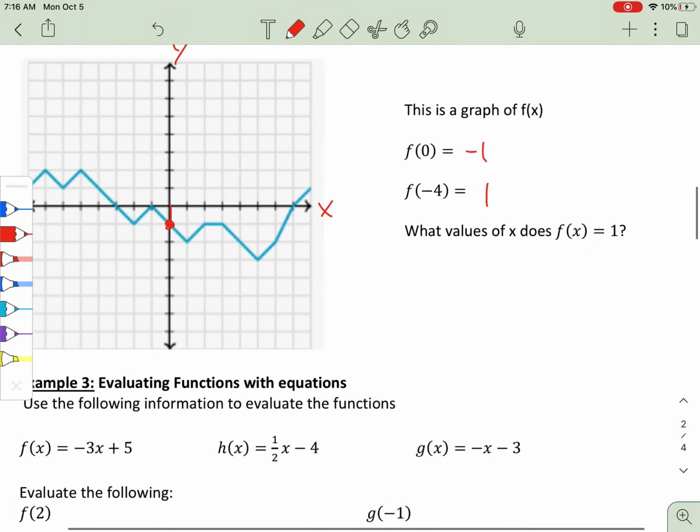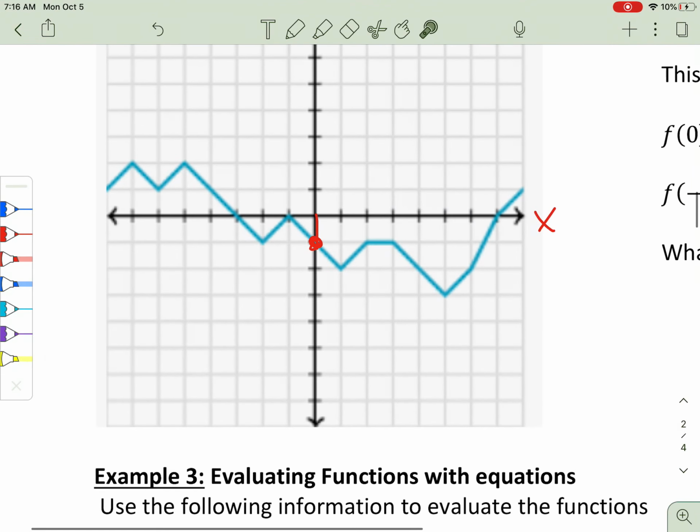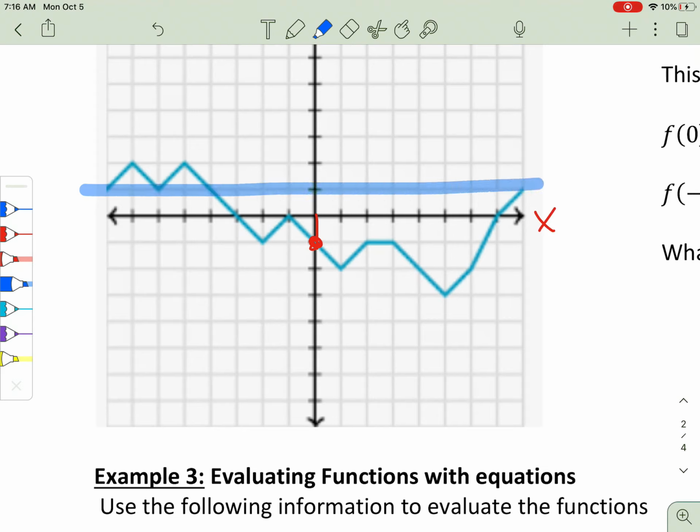For what value of x does f of x equal 1? Okay, so if the y value is 1, that's right here. Okay, and if you look, we actually have a couple spots. We have here, here, here, here, and here. So we have 4 values.